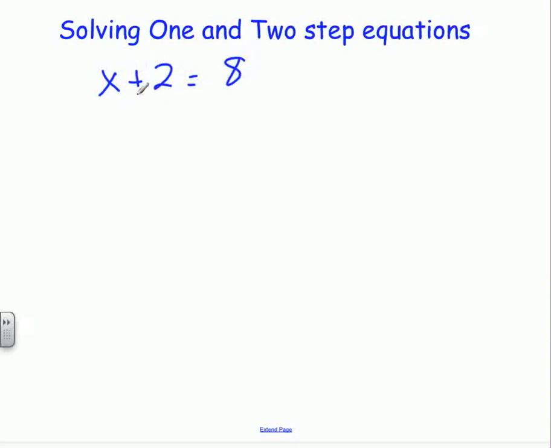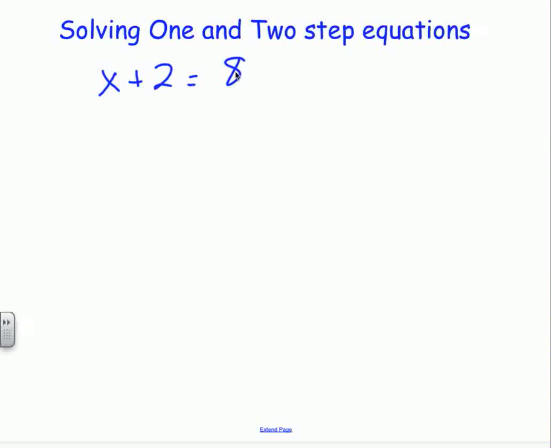And we have this 1-step equation like this: x plus 2 equals 8. And the ultimate goal when you solve an equation is to solve for x, get x all by itself so that you know what the value of x is. Now I completely understand that most of you could look at this equation right now and say, well, x has to be 6 because 6 plus 2 equals 8.